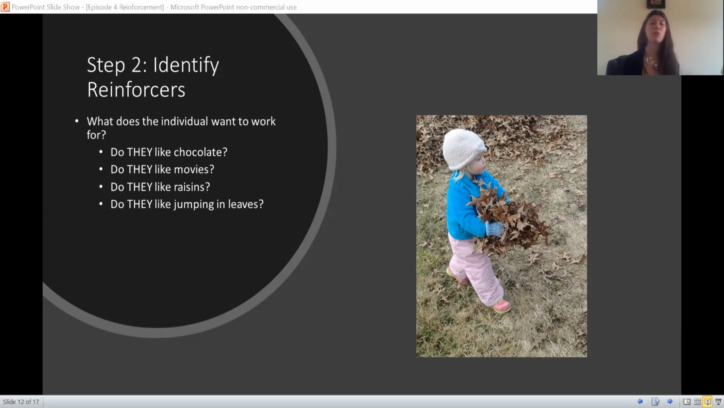But it really comes down to what are they willing to work for and what are they willing to do for that thing that you want to get them. Another important thing to remember here is that just because a kiddo or an adult or anybody says that they're willing to work for something doesn't mean that they actually are. An item is not a reinforcer until it has increased the frequency of that behavior.